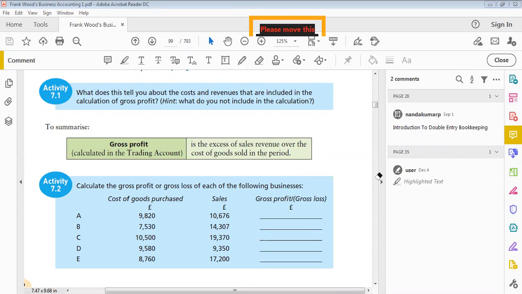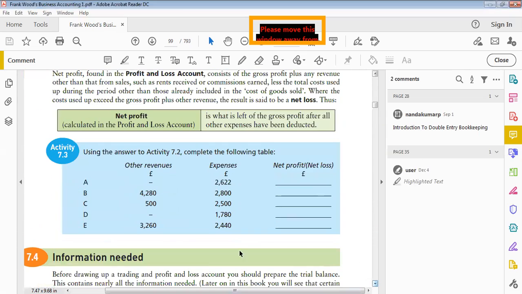Because both questions are connected, that's the reason why. So it's 9,350 minus 9,580, which gives you negative 230. But we are bringing it down now to calculate the net profit. So you have negative 230 plus the 0 for D. Let's continue this part then.